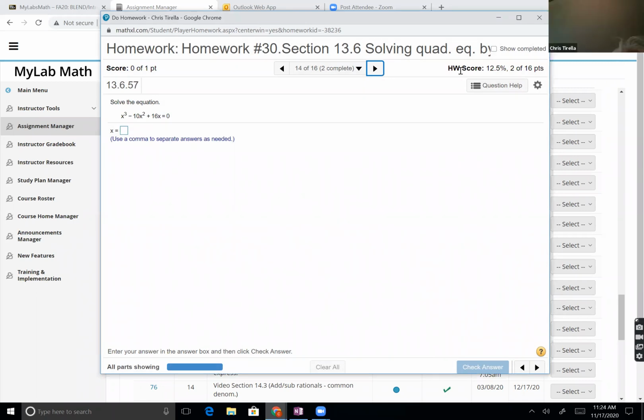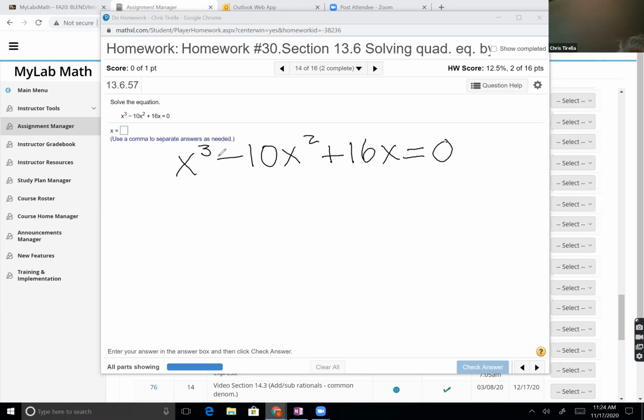I believe that, oh, this one is great fun because as I look at this one, do you notice I'm starting with x to the third? And because it's got x to the third, in my mind, I'm thinking I should expect 3 solutions.